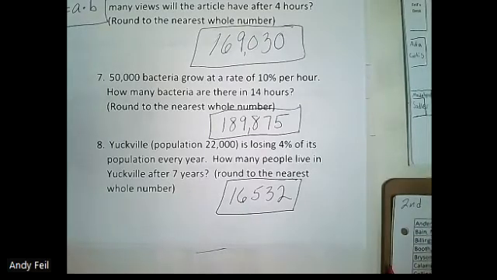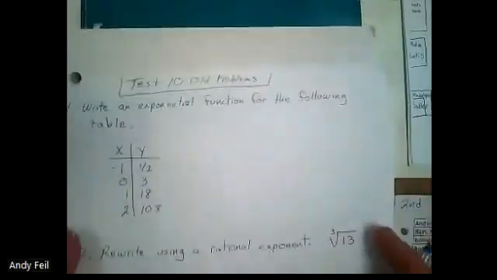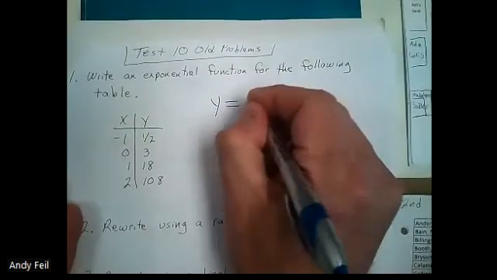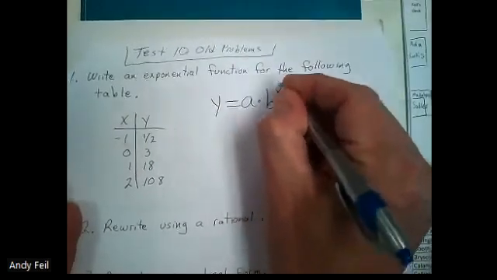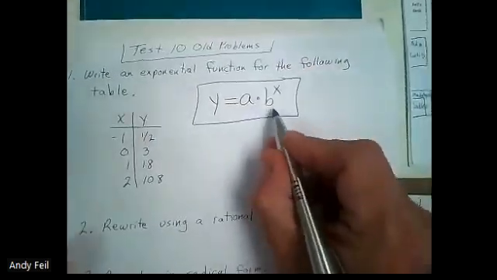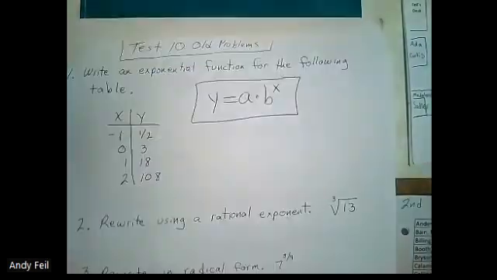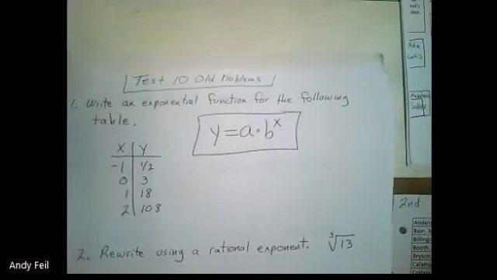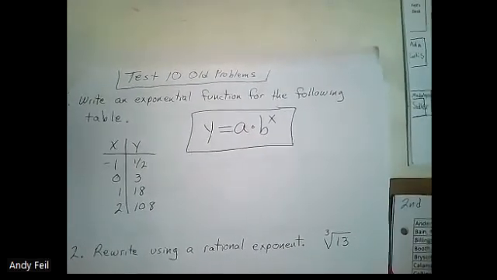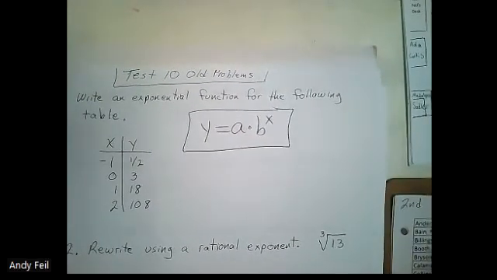All right, any questions on those? Let's talk about old problems. Same formula we were just using: y equals a times b to the x. b is the common ratio. a is how much you started with. What's another way of saying how much you started with? The y-intercept, because the y-intercept is where x is 0, and when x is 0, that's like a starting point.